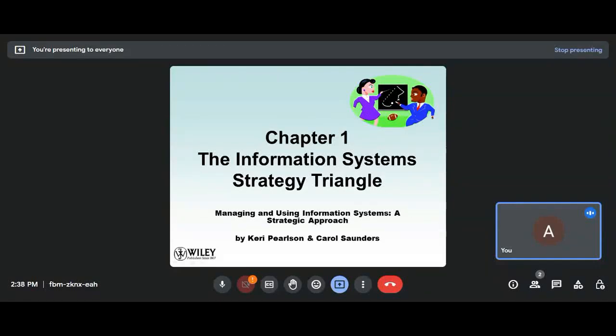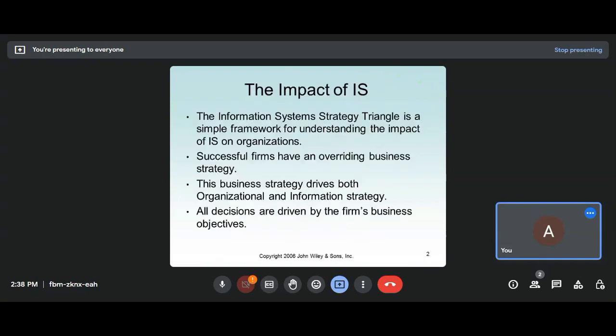In this video, we will be understanding the information system strategy triangle and the different business strategies that can be implemented. The information systems strategy triangle is a framework that helps to explain the relationship between information systems or IS, the organizational strategy, and the business strategy.